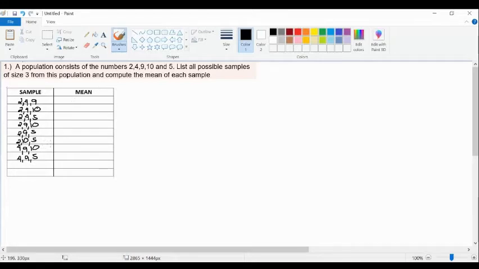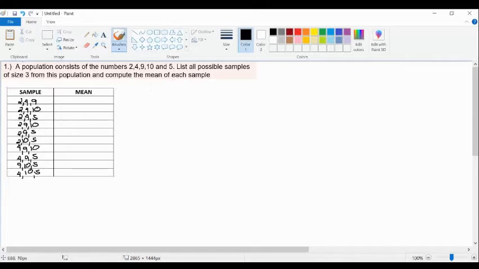And then let's go to 9. We have 9, 2, 4. Let's see if we already have that. So it's just the same. 9, 4, 10, we also have that. So 9, 10, 5. And lastly, we forgot to include 4, 10, 5. Okay, so we already identified that there are 10 possible samples of size 3 that can be drawn from the given population. Now, let's find the mean.